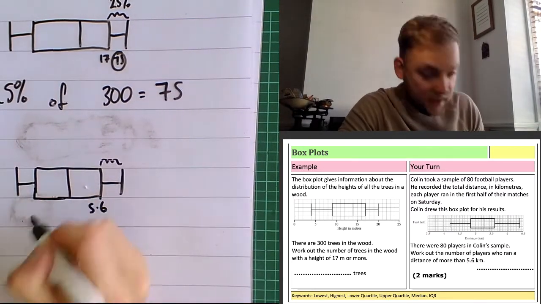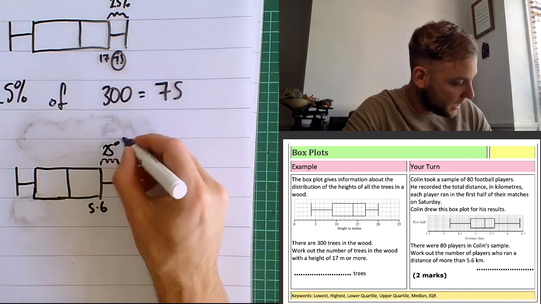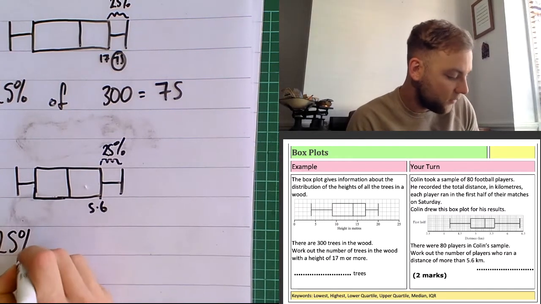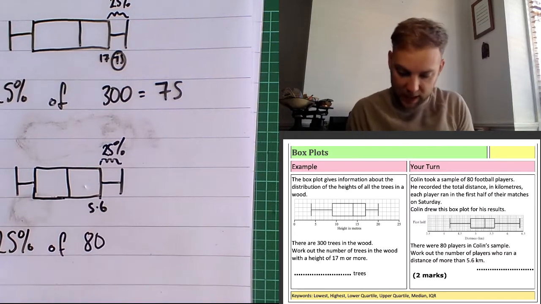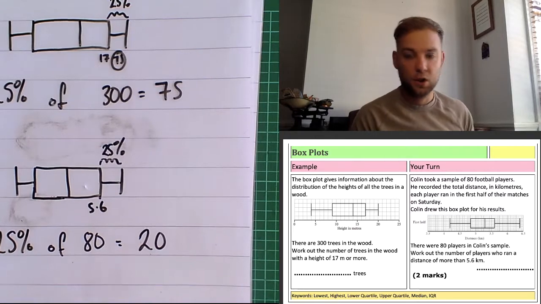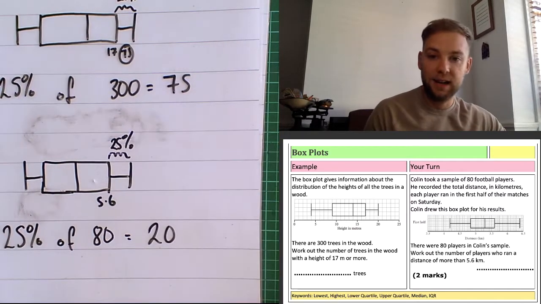So we've got here, this here. So 5.6 is here, so we need to find 25% of this, which is 25% of 80. So 25% of 80 is 80 divided by 4, which we can probably do in our head, which is 20. So we know that there are 20 people in this part here. Let's have a little check of that.